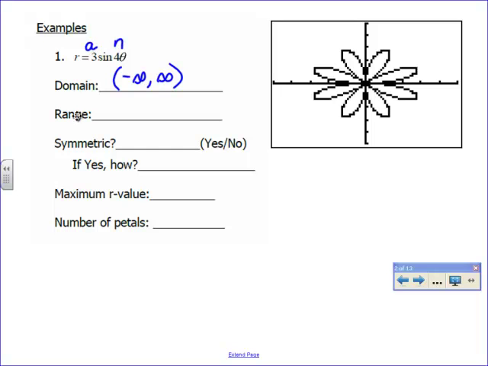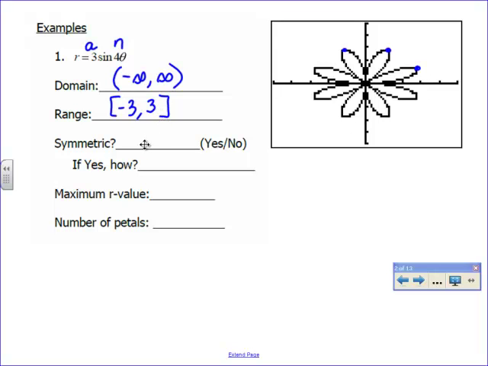So we've got our a and our n. Range is going to be from negative absolute value of a, negative 3, to positive absolute value of a, positive 3. That's because we can plot any one of these extremes, which are 3 away from the polar axis, by either rotating a positive r and then theta, or a negative r and a different theta. So our range is negative 3 to positive 3.